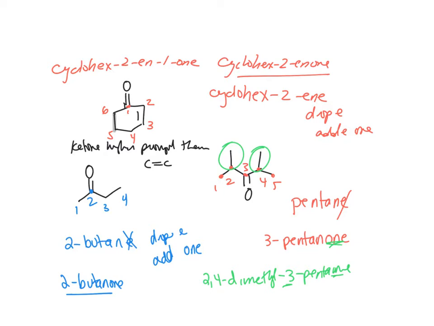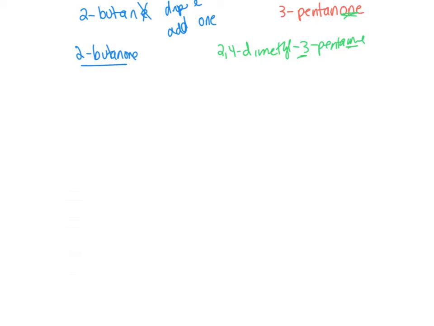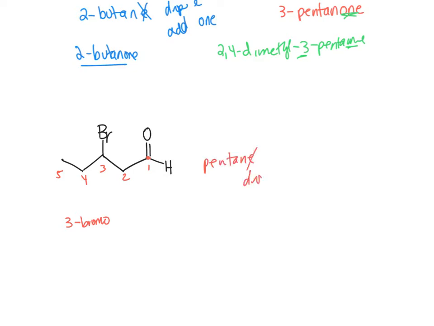Aldehydes, how do you name aldehydes? If we have an aldehyde here, aldehydes are always going to be at the end, so they're always going to be a 1, so you never have to give them a number. And it gets highest priority, so there's 1, 2, 3, 4, 5. Aldehydes and carboxylic acids have to be the 1. So here we have 3-bromo, and 5 is pentane. We're going to drop our E, and we're going to add -al for aldehyde. So 3-bromopentanal.